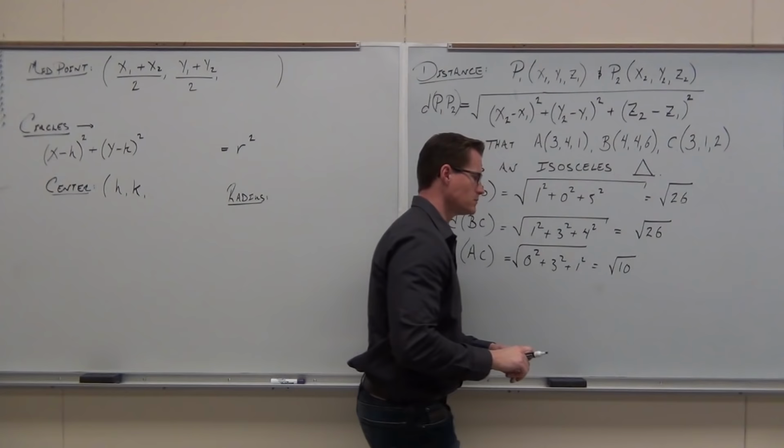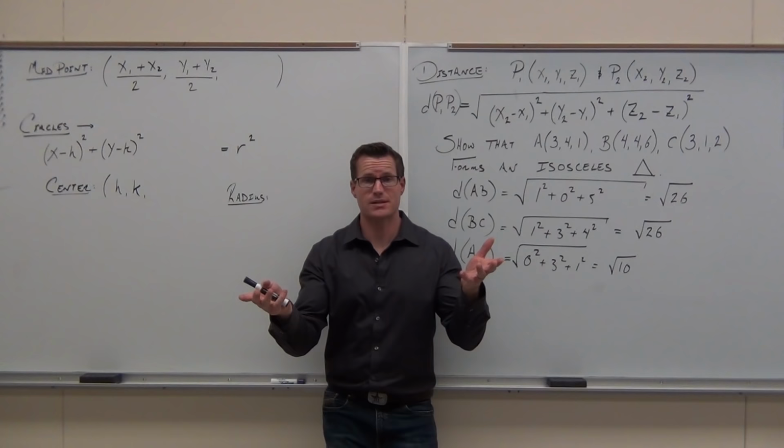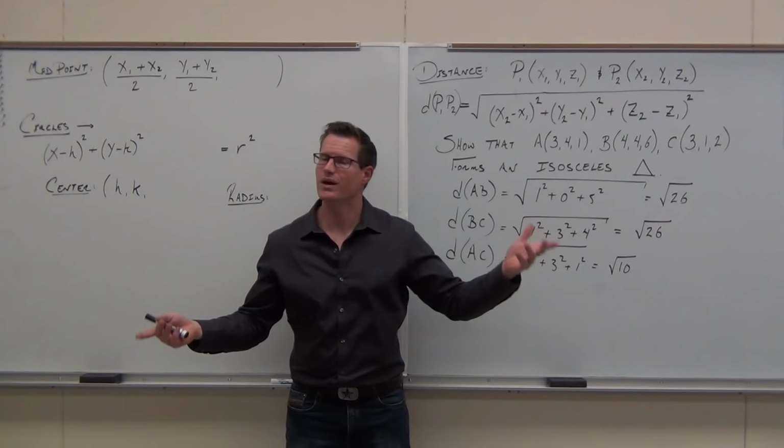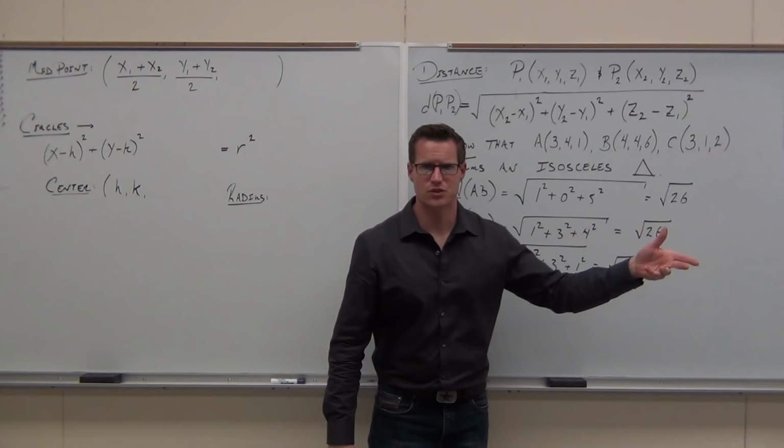Some other things that a lot of textbooks ask for are stuff like, is it isosceles? Can you verify it is isosceles? Yes. Is it a right triangle? Well, then you do things like, do two of these sides squared equal the hypotenuse squared? It doesn't here. So no, it's not a right triangle. But you talk about the Pythagorean theorem.